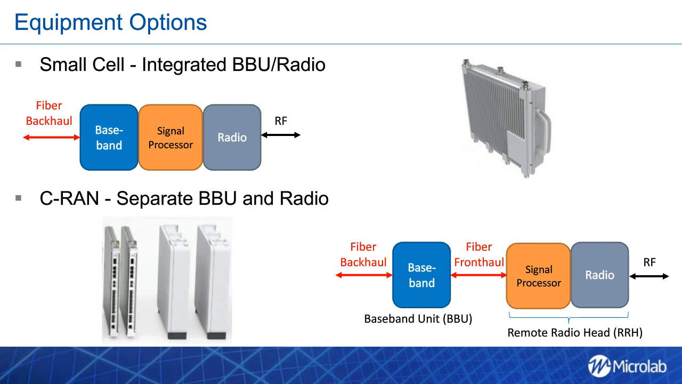CRAN, also known as centralized RAN, separates the BBU and the radio and adds a layer of fiber referred to as front haul between the devices. The benefits include full macro performance at the radio. They are typically higher power, which means more coverage, and they can be synchronized remotely at the BBU unit. The drawbacks are that front haul has limited distance, and they can be expensive to deploy.